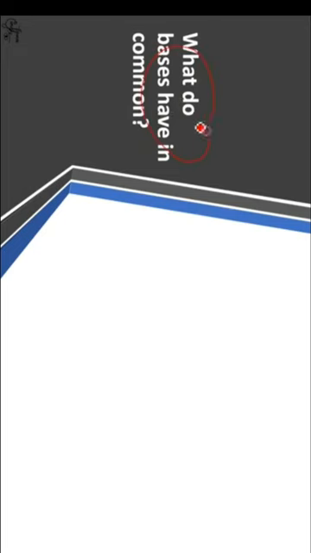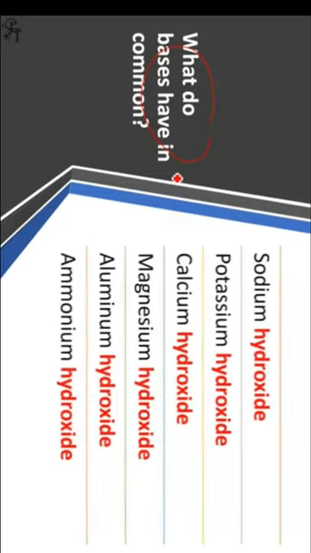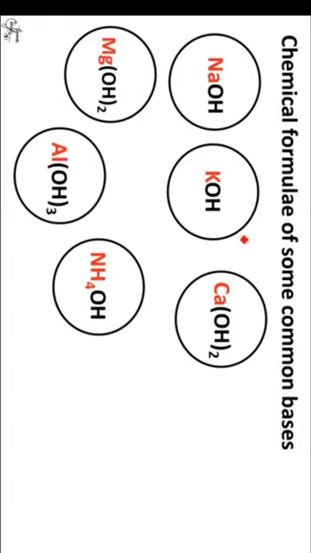So what do bases have in common? If you consider the bases, let us consider a few examples like sodium hydroxide, potassium hydroxide, calcium hydroxide, magnesium hydroxide, aluminum hydroxide and ammonium hydroxide. If you take their chemical formulas, NaOH, KOH, check all the examples. What is common here? It may be NaOH, Mg(OH)2, whatever it is.